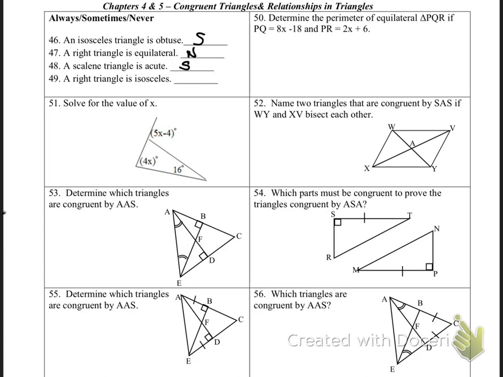A right triangle is isosceles is sometimes. It could either have two sides that are the same, or it could be scalene. None of the sides could be the same.